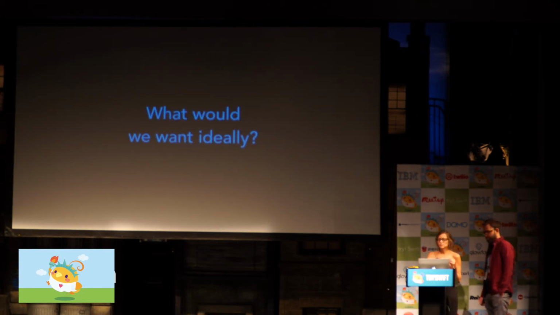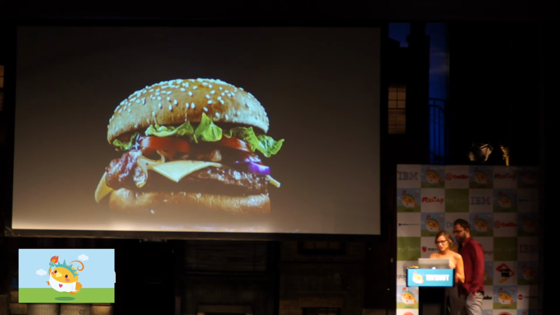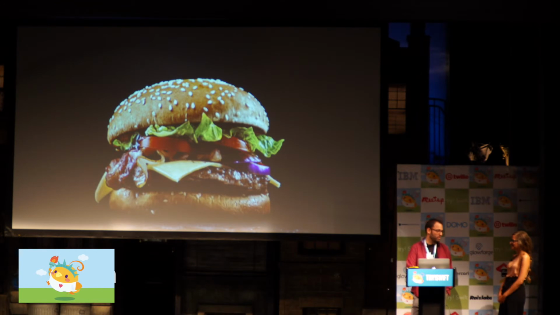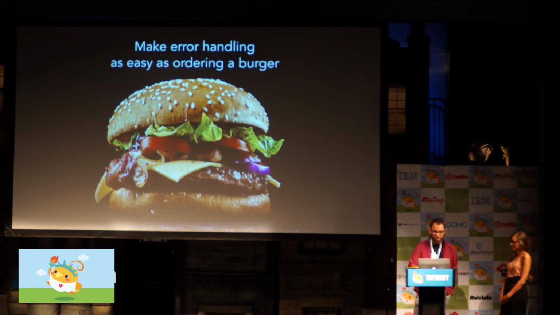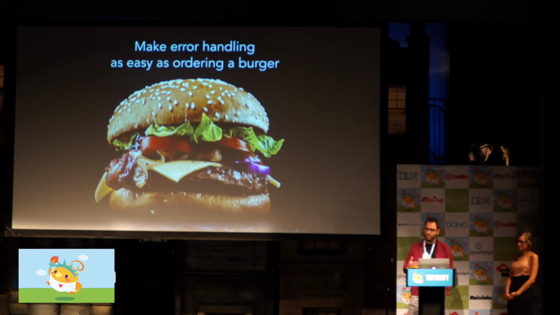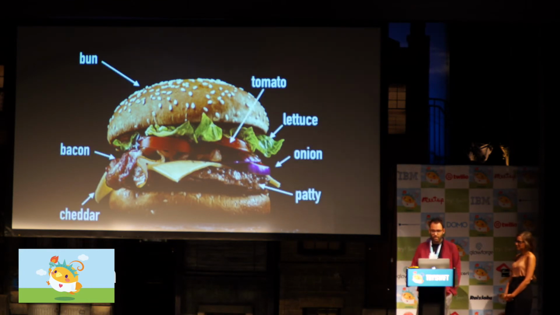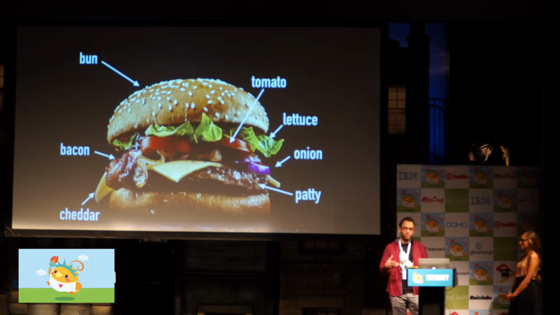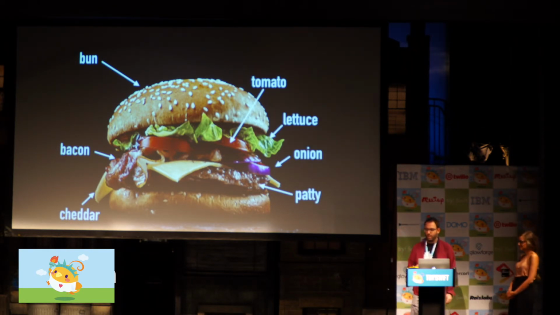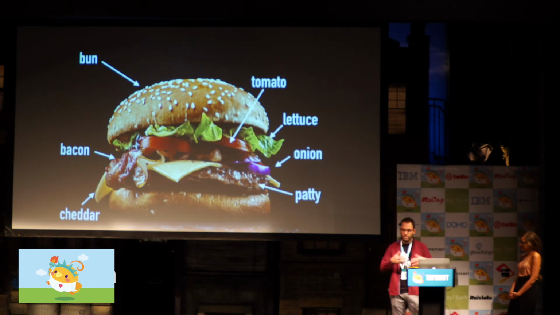So what do we ideally want? A burger. Well, no, even though I would kill for one right now, that was not exactly what I had in mind. What I was thinking instead was, wouldn't it be great if we could make error handling as natural and expressive as ordering a burger? A burger is one of mankind's most delicious achievements. And at the same time, it is a very complicated thing if you think about it. You can have a very wide variety of ingredients, and you can combine them in many different ways, so possibilities are endless.